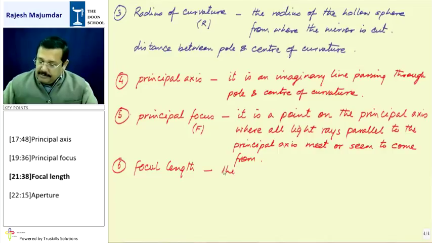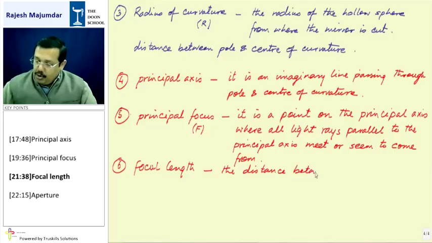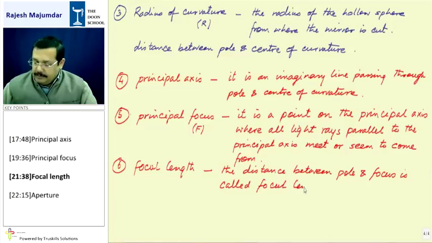The distance between pole and focus is called focal length. It is denoted by small f.